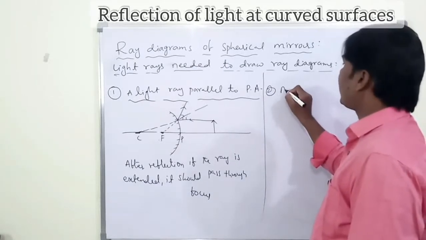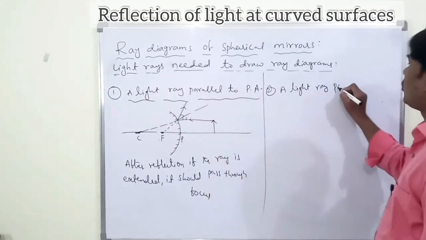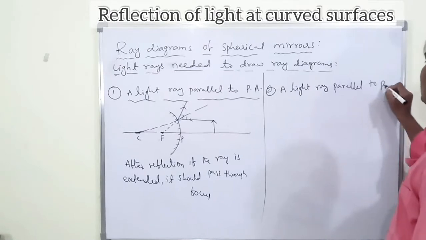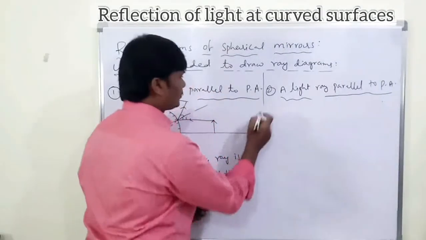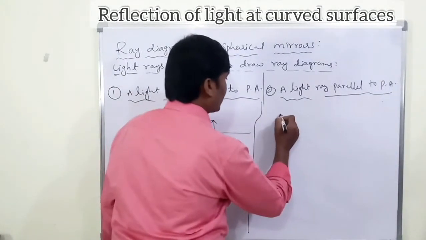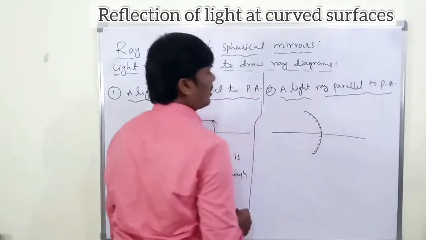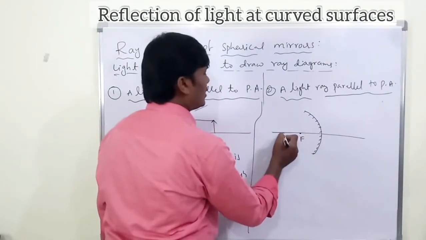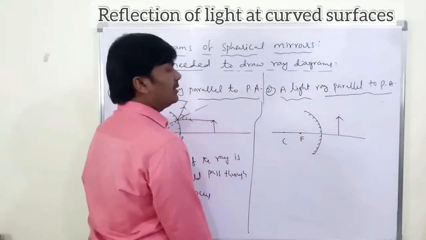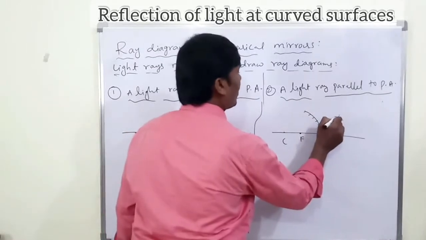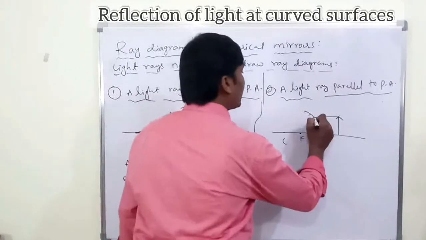Second is what? A light ray, it's the reverse. A light ray parallel to the principal axis. What happens to this light ray? See, this is the convex mirror. We're talking about the convex mirror, no? Here the focus and center of curvature. Here we kept an object. How to take the light ray? A light ray parallel to the principal axis. From the object, a light ray is incident on the mirror parallel to the principal axis. What happens to it? After reflection, it just diverges.